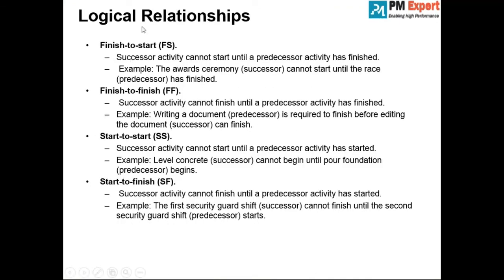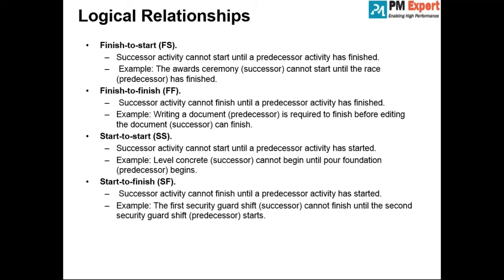Now, the logical relationship at activity level can be finish to start, finish to finish, start to start, and start to finish. Now, let's see what is the difference between all of these. When you put two activities in sequence, sometimes you get finish to start.